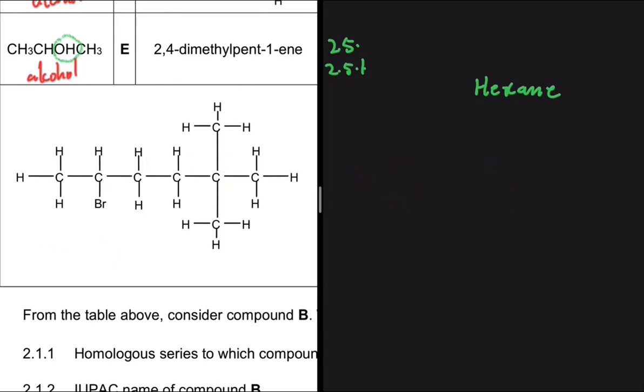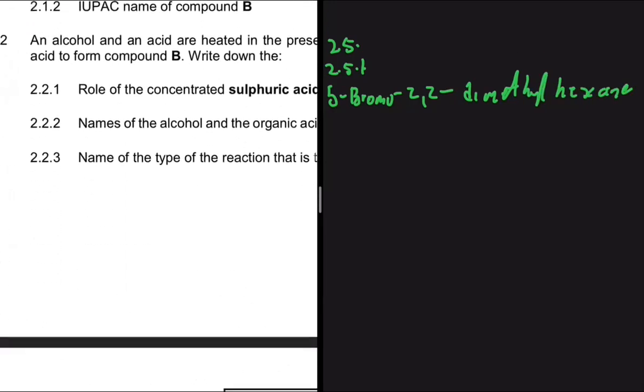So we're going to have 5-bromo-2,2-dimethylhexane. And that is the name of our compound G.